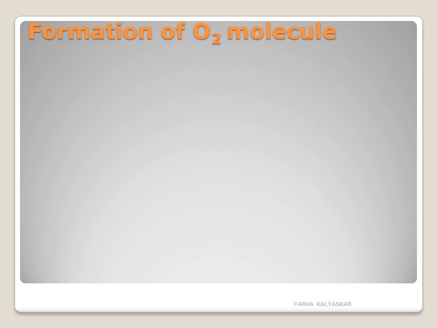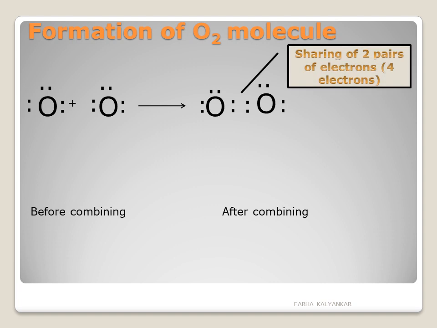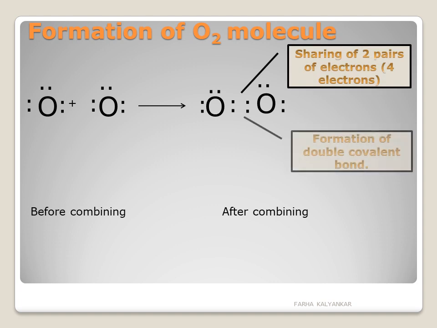Formation of oxygen molecule. Before combining, I am having two atoms of oxygen with their respective valence electrons, which after combining, both these atoms tend to complete their octet by sharing of two pairs of electrons, that is 4 electrons, leading to the formation of double covalent bond in between these two oxygen atoms. Ultimately, an oxygen molecule is formed.